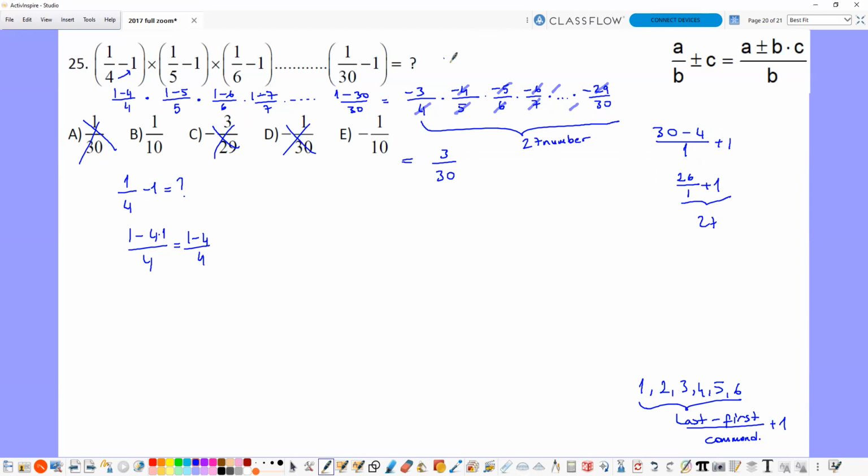There are 27 numbers, which means there are 27 minus signs. If you multiply negative numbers by themselves an even number of times, you will get a positive result. With an odd number of negatives, you will get a negative number. So here the answer is going to be negative, which is equal to minus 1 over 10.